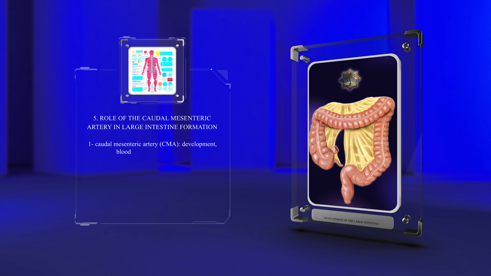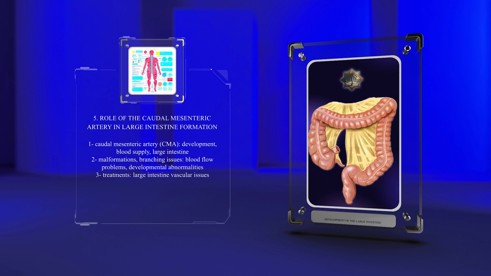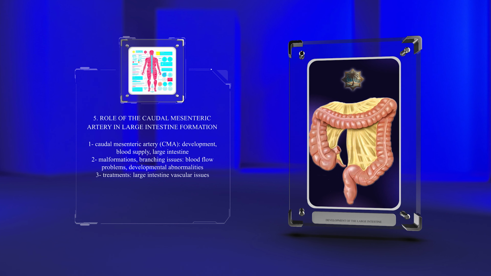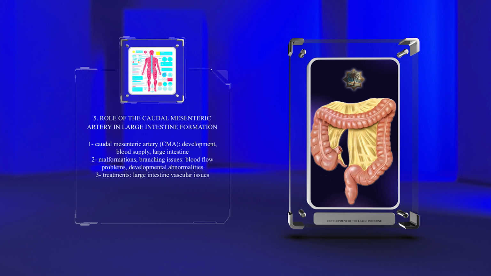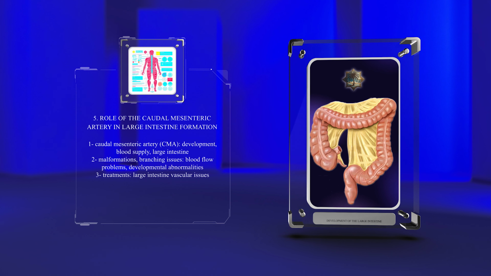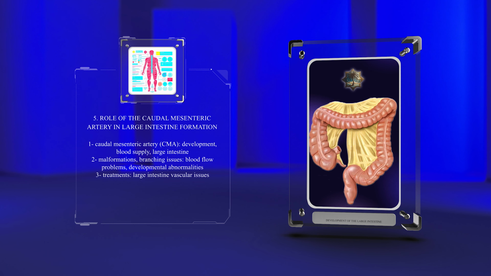The caudal mesenteric artery, CMA, is essential for the development and blood supply of the large intestine. Malformations or branching issues can lead to blood flow problems and developmental abnormalities. Exploring CMA development could lead to treatments for large intestine vascular issues.